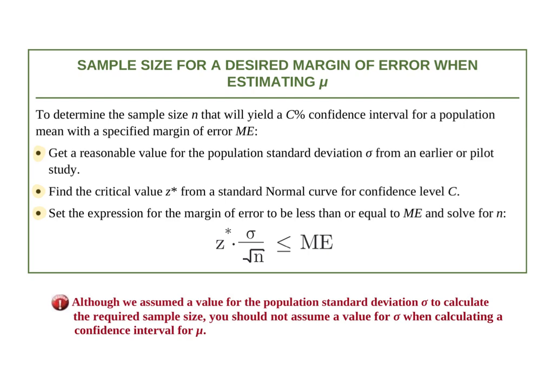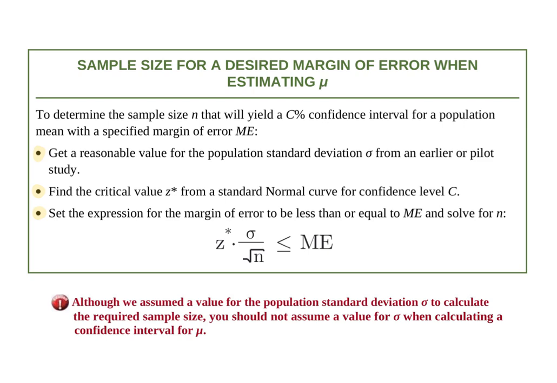So to determine the sample size that will yield whatever confidence interval you are looking for, again, our population mean, with a specified margin of error, because you should go into your surveying and your stats work with these things in mind. They won't always end up being aligned with what you plan for, but you got to plan for them. So first, get a reasonable value for your population standard deviation, sigma, from an earlier or pilot study, right? There's plenty of other surveys and things out there, so find something that aligns with what you're looking for.